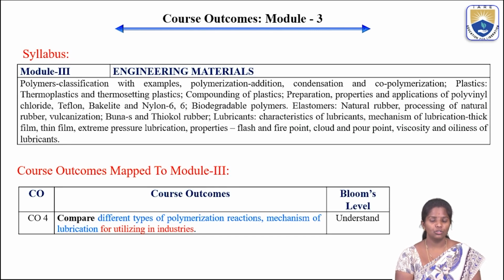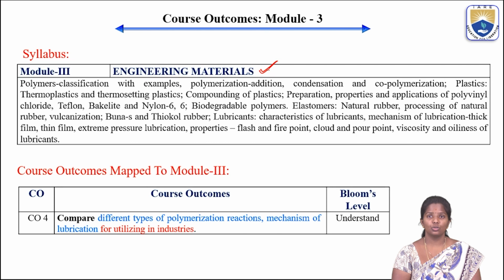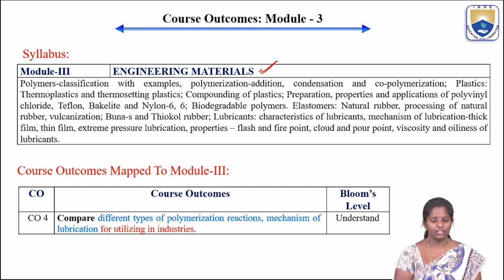Then coming to module 3. Module 3 includes the engineering materials. For any engineer to have practical applications when going for professional jobs, they should have an idea of the materials they are using in production plants. So it is very important to know their classification, the mechanism of how they are forming, and their degradability.